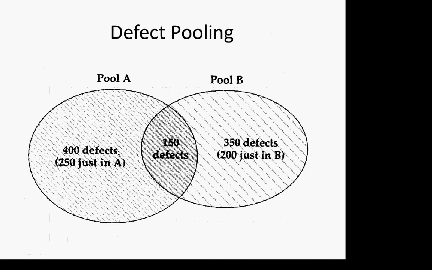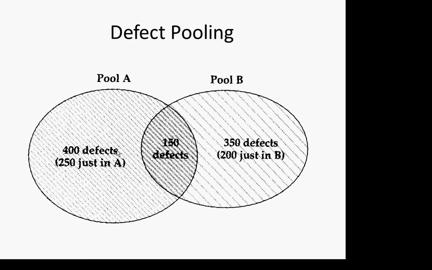That would be a good night. Okay, maybe they're working from 4 till midnight or something. You're just cranking in defects. And you find that there's an overlap of 150 defects between them. And that's the key thing.